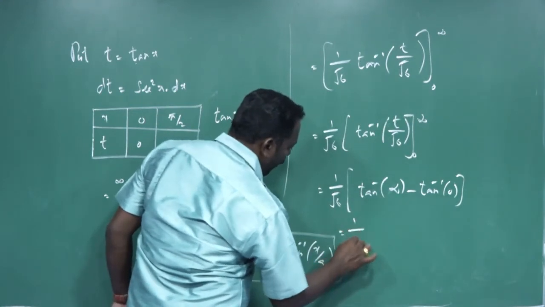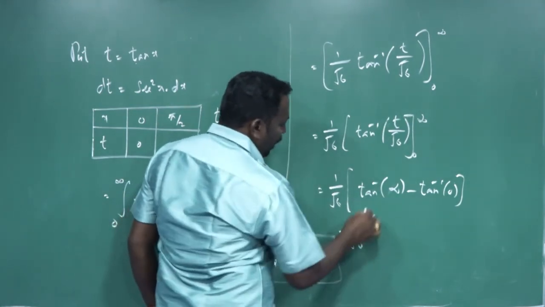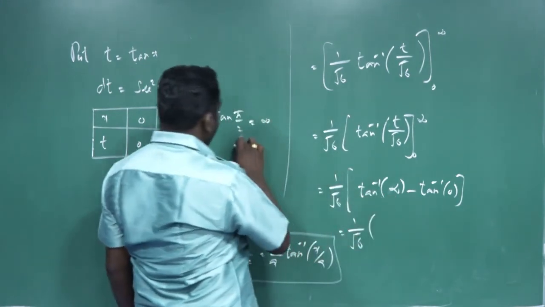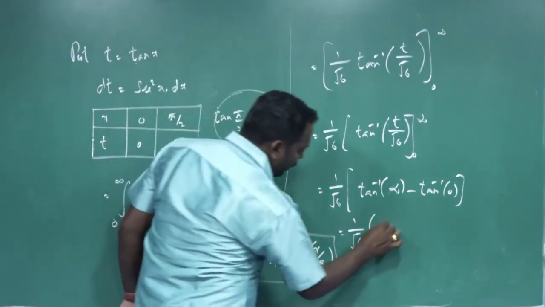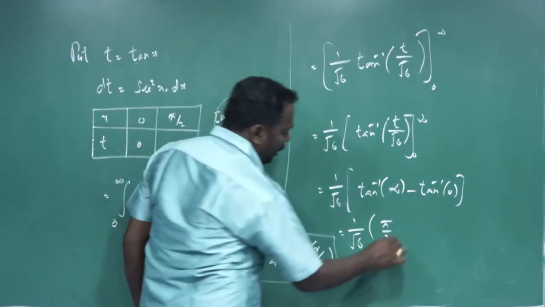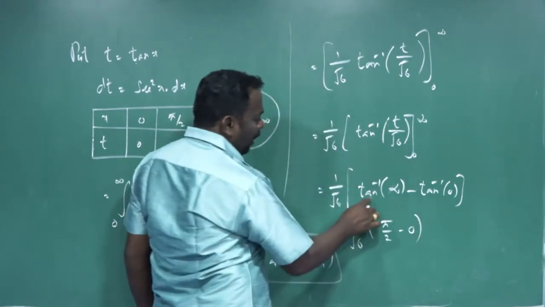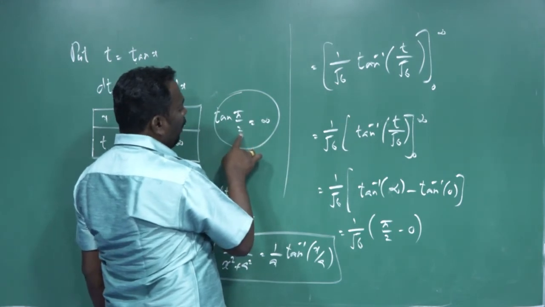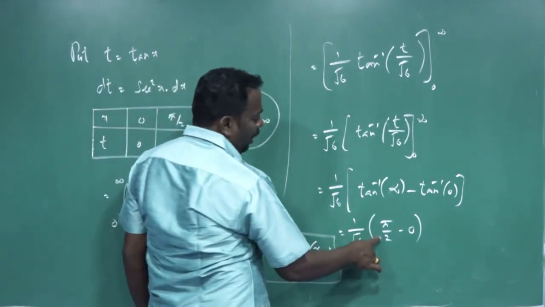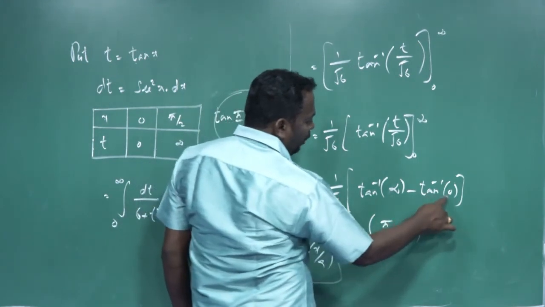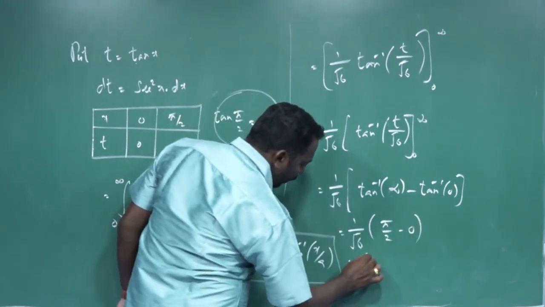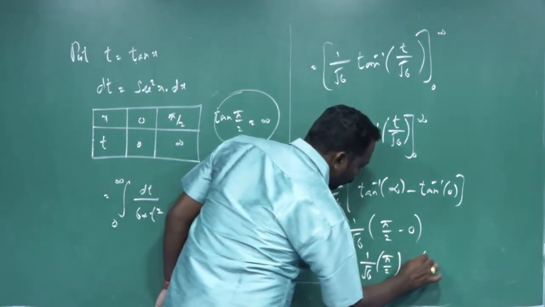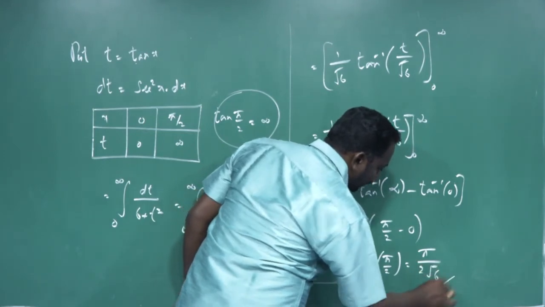That is equal to 1 by √6 into tan inverse of infinity. What is the value of tan inverse of infinity? tan 90° equals infinity, therefore it is π/2, that is 90°, minus tan inverse of 0, which equals 0. So tan 90° equals infinity, therefore π/2 is the θ value, then tan inverse of 0 equals 0. That is equal to 1 by √6 into π/2, which equals π by 2√6. That is the final simplification.